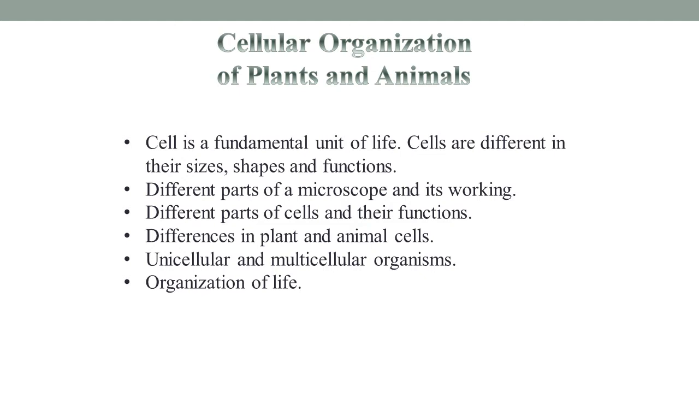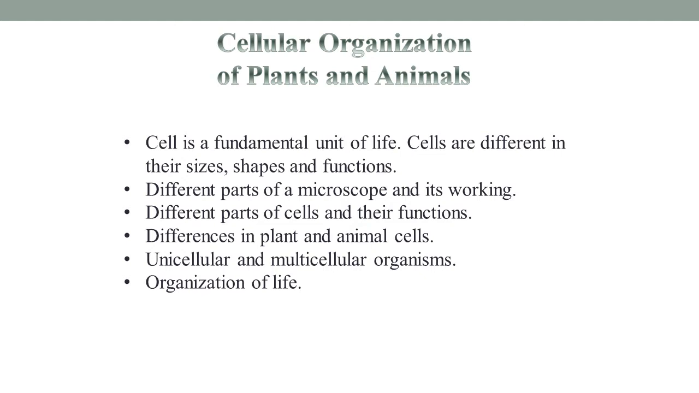Students, in this chapter we have learned that a cell is a fundamental unit of life. Cells are found in different shapes, sizes and functions. We also studied that a microscope is the instrument that is used to study cells and their different parts. Then we have discussed all the parts of cells and their important functions. After that, we have discussed the differences in plant and animal cells.